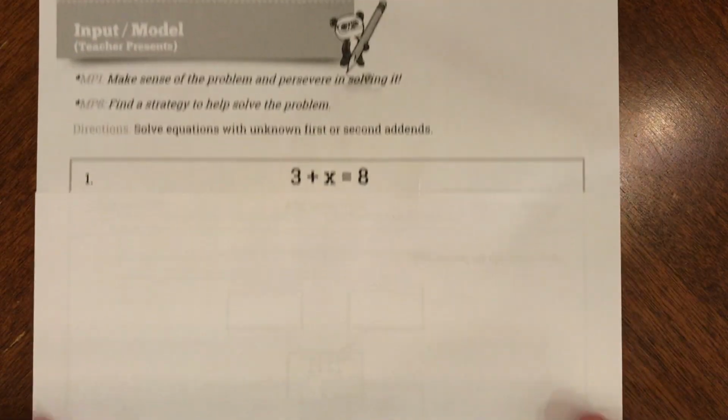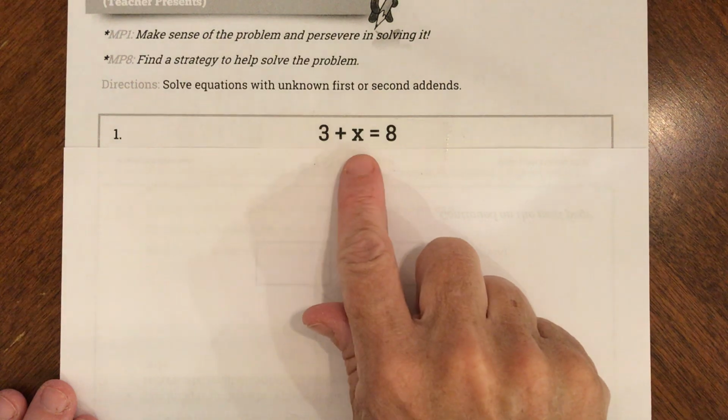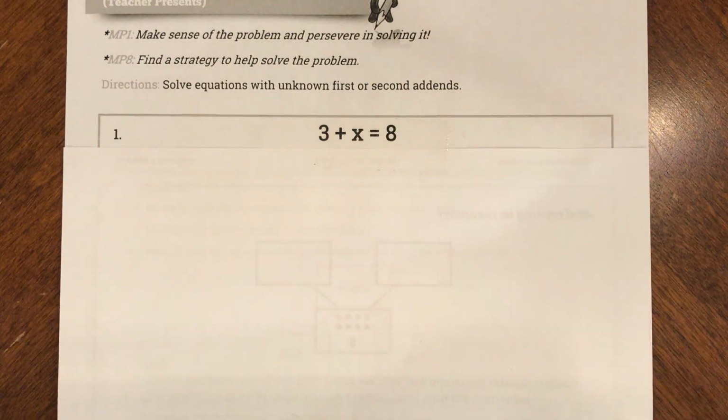Here is my first problem, and my first problem says 3 plus x equals 8. Okay, boys and girls, x is what we'd call our unknown. When you get older, sometimes they call it a variable. But our unknown could be a letter. We're going to see unknowns that are shapes. We're going to see unknowns that are boxes. It just means we don't know what the number is.